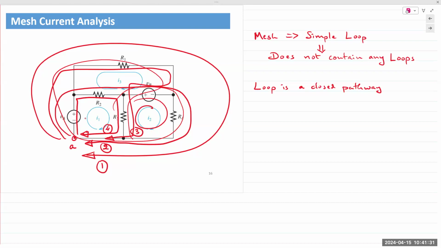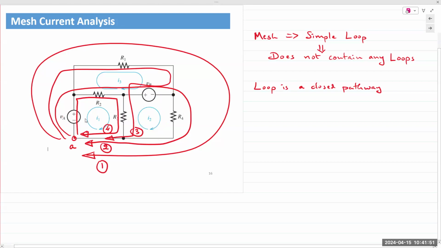The only mesh that we see in this is loop 4. Loop 4 does not contain any other loop inside it. Hence, it is known as a simple electrical loop, also known as a mesh. Okay, I'm going to keep this here while we take a pause, and you let me know if you have any questions.